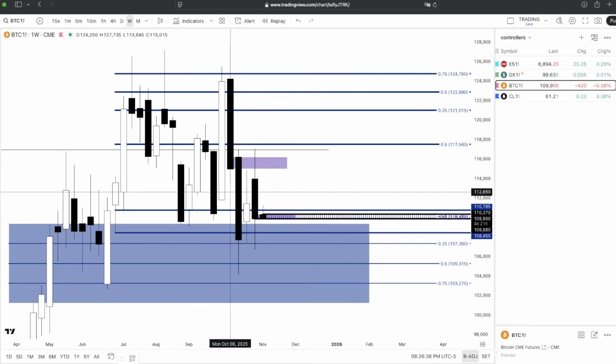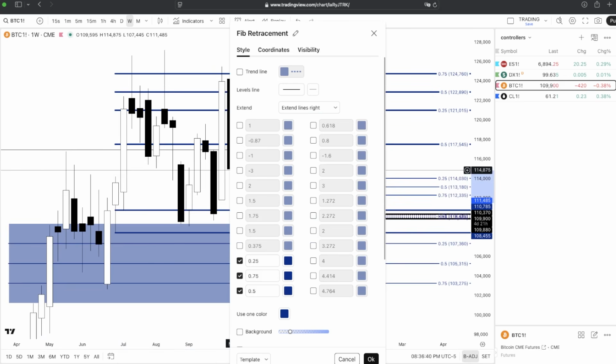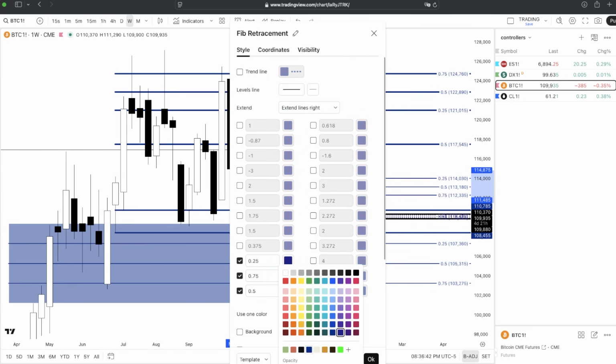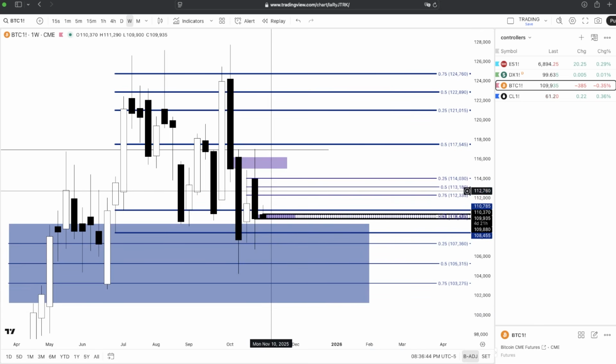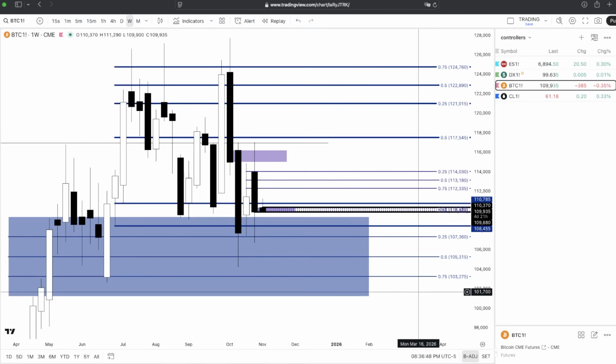And then we could also use the levels inside of this weekly wick right here. The reason that we could use the levels inside of this weekly wick is because, again, higher time frame does not overlap this wick at all. So we could use the levels inside that weekly wick here.